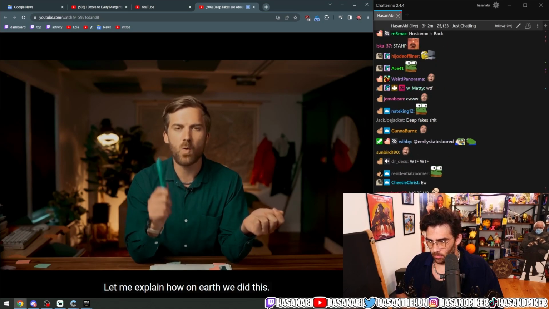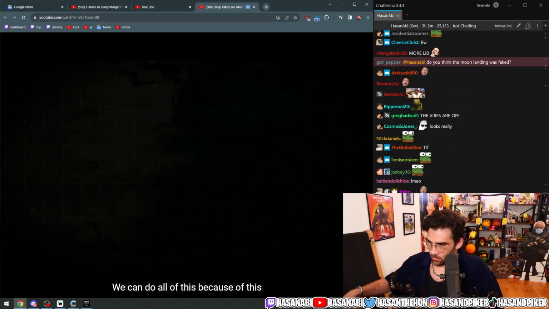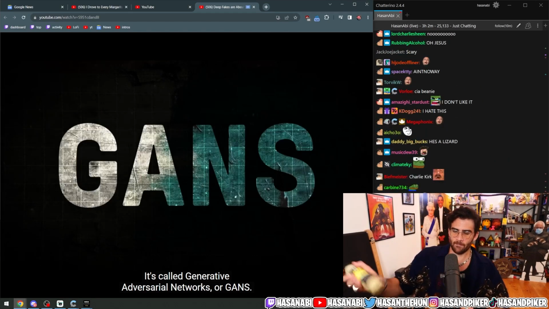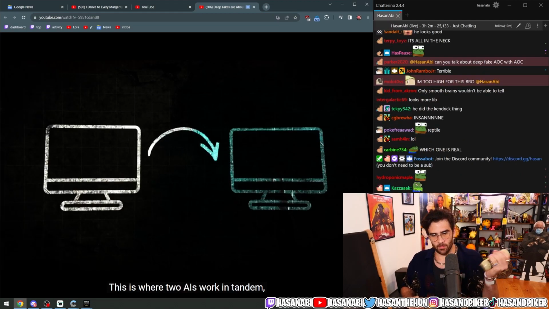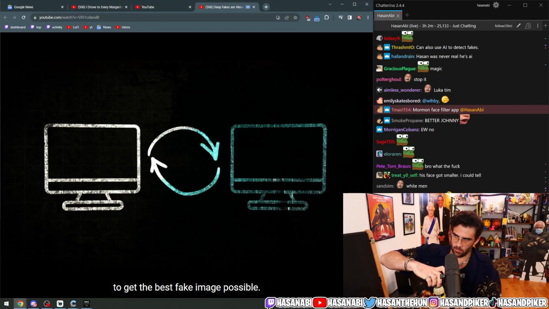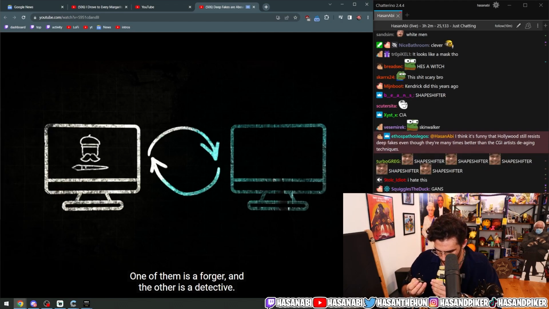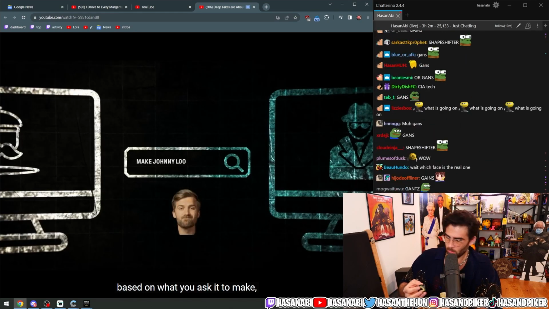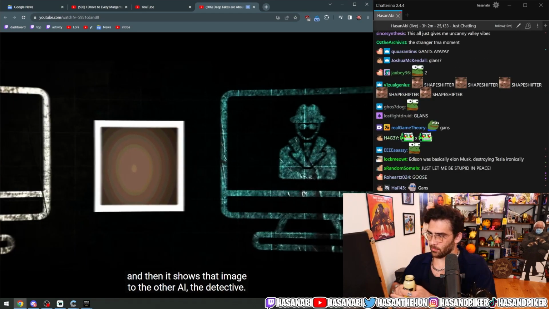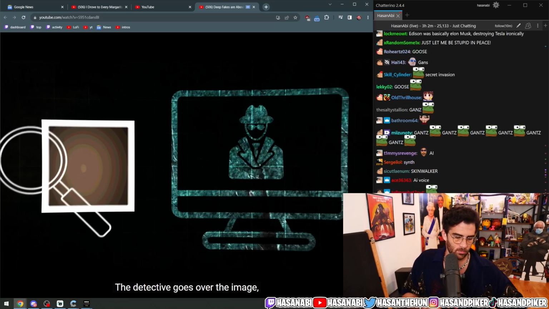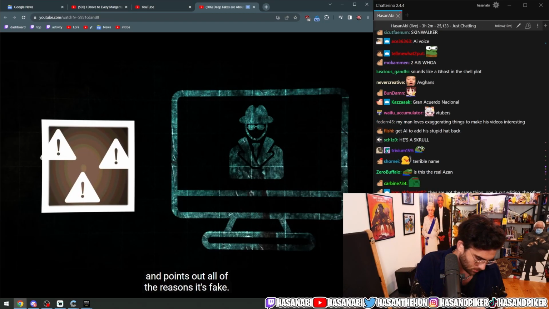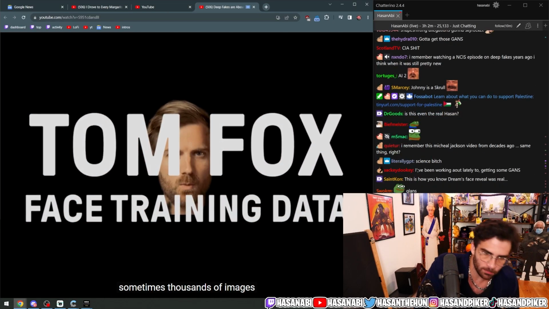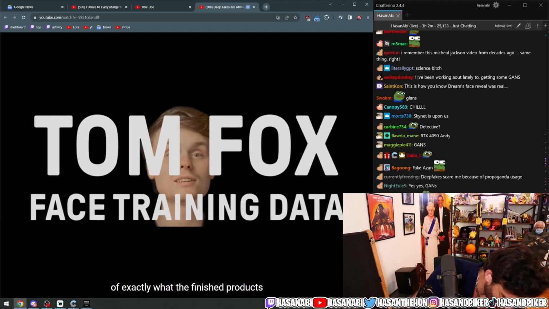Let me explain how on earth we did this. We can do all of this because of this clever computing process. It's called Generative Adversarial Networks, or GANs. This is where two AIs work in tandem to get the best fake image possible. So you have these two AIs. One of them is a forger, and the other is a detective. The forger creates an image based on what you ask it to make, and then it shows that image to the other AI, the detective. The detective goes over the image and points out all of the reasons it's fake. It knows what to look for because it's been trained on hundreds, sometimes thousands of images of exactly what the finished products are supposed to look like.